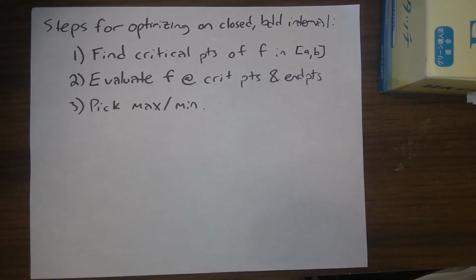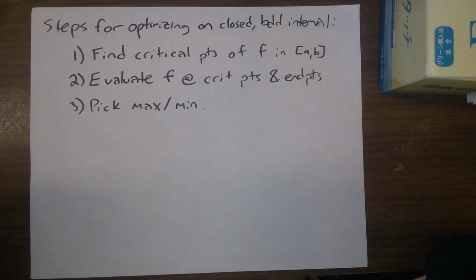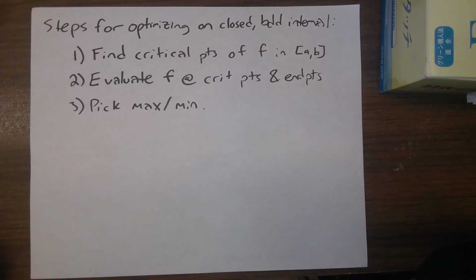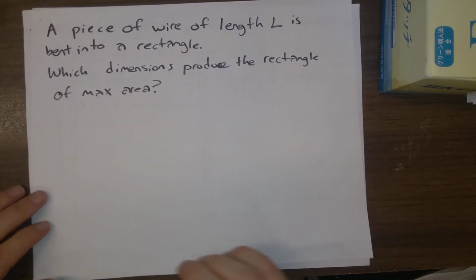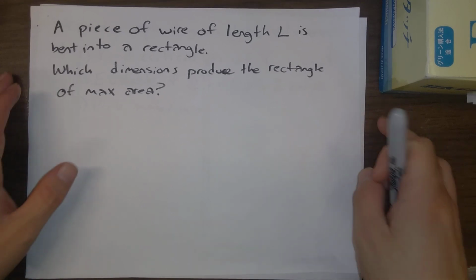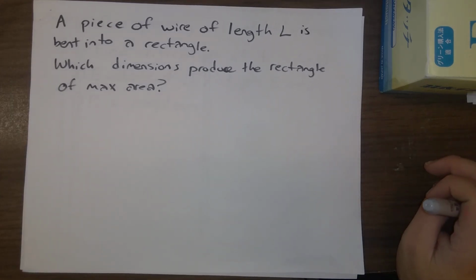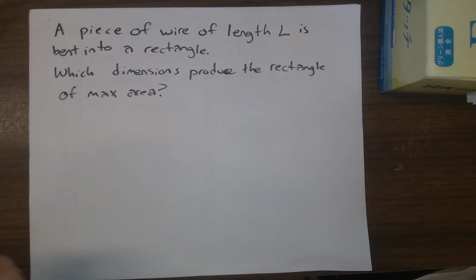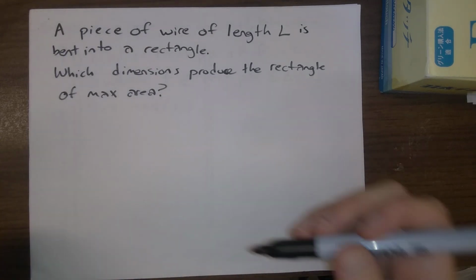So what we're going to do right now is focus on these problems. These will be the computational steps, and we'll have one step before we get there of setting up the problem in the first place. So let's take a look at a problem of this kind. A piece of wire of length L is bent into a rectangle. Which dimensions produce the rectangle of maximum area?